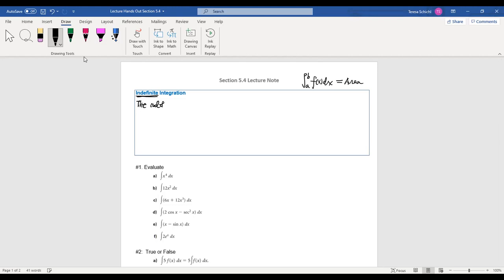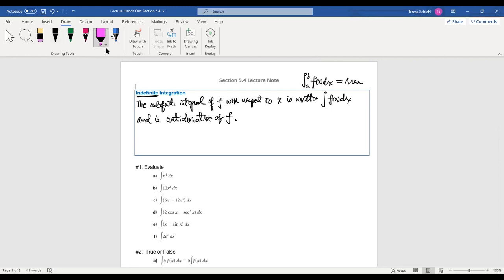The indefinite integral of f with respect to x is written f of x dx. And this is the antiderivative of f.